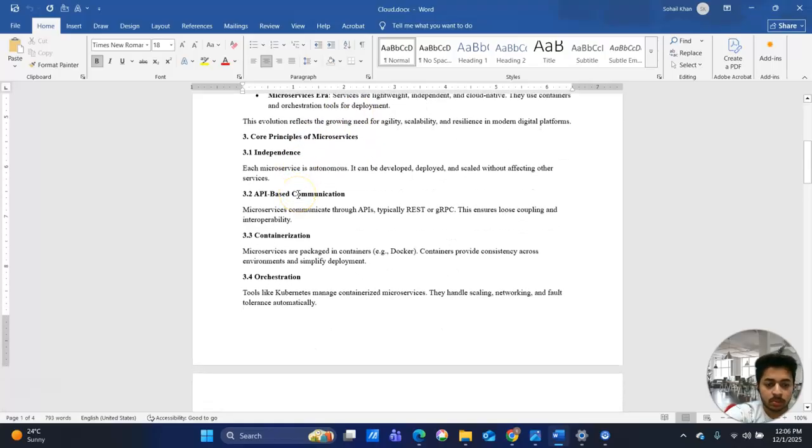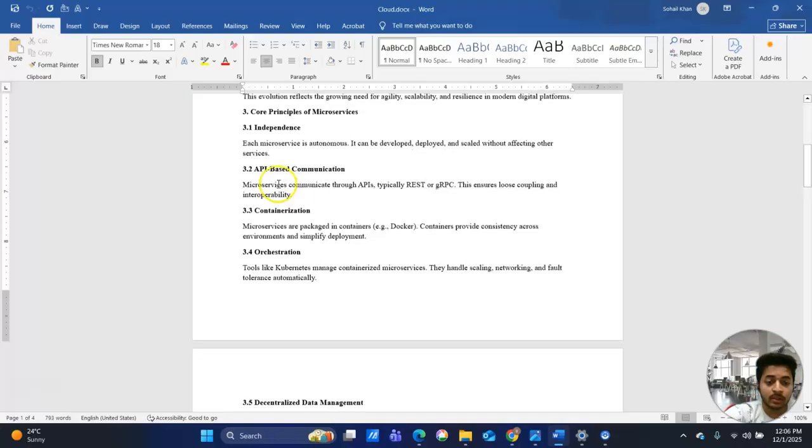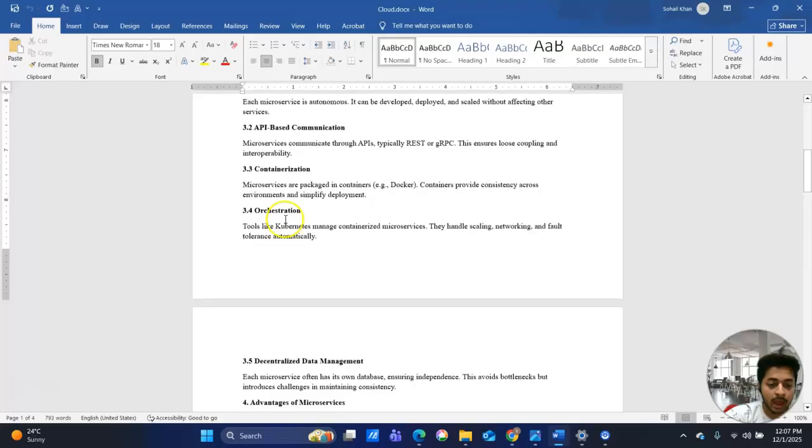Now we see the core principles of microservices. The first is independence. Each microservice is autonomous. It can be developed, deployed, and scaled without affecting other services. API-based communication: microservices communicate through APIs, typically REST or gRPC. This ensures loose coupling and interoperability. Containerization: microservices are packaged in containers.